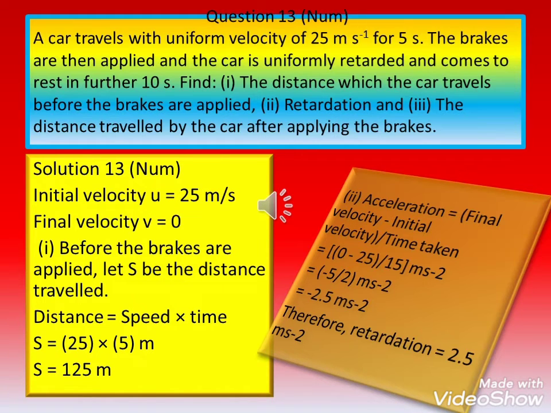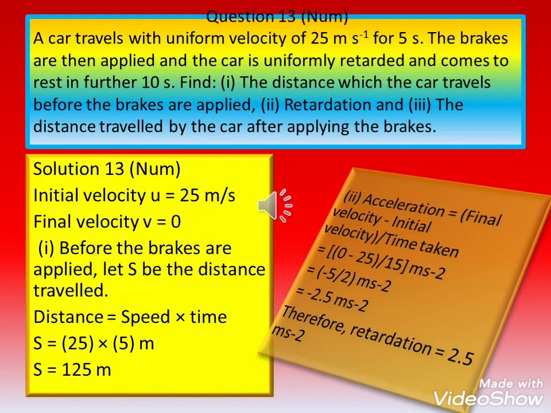Solution for the first question. Before the brakes are applied, let capital S be the distance travelled, and we have the equation distance is equal to speed into time. By substituting the values for speed and time, we will get distance is equal to 25 into 5, which is S is equal to 125 meter.